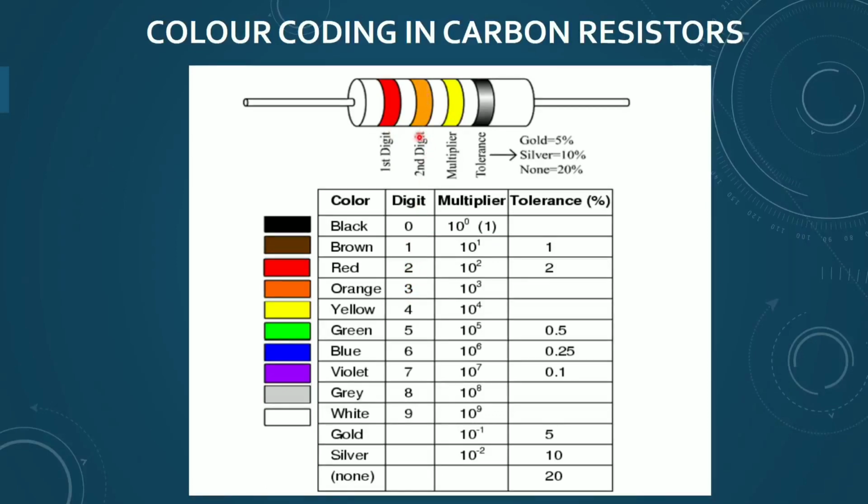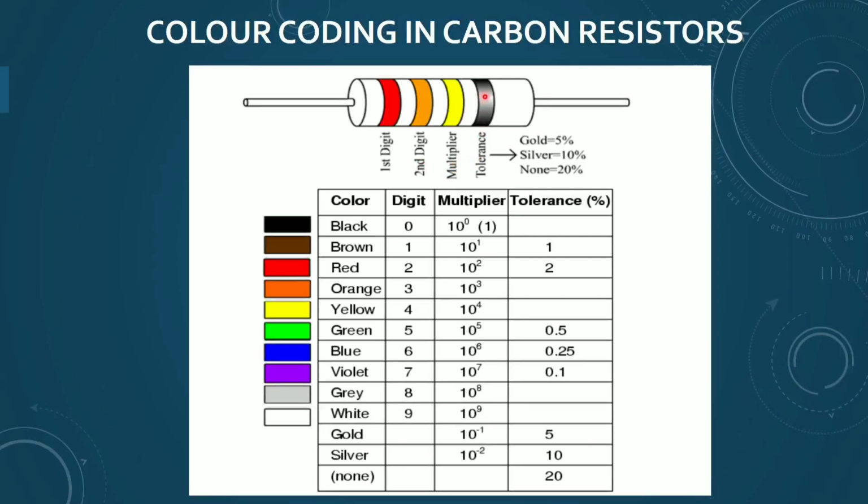Second color will give me the second digit, orange means 3. So 2 and 3. Third color will give me the multiplier. Third color is yellow, yellow means 4, so it is 10 raised to the power 4. So it is 23 into 10 to the power 4 ohm is the resistance.